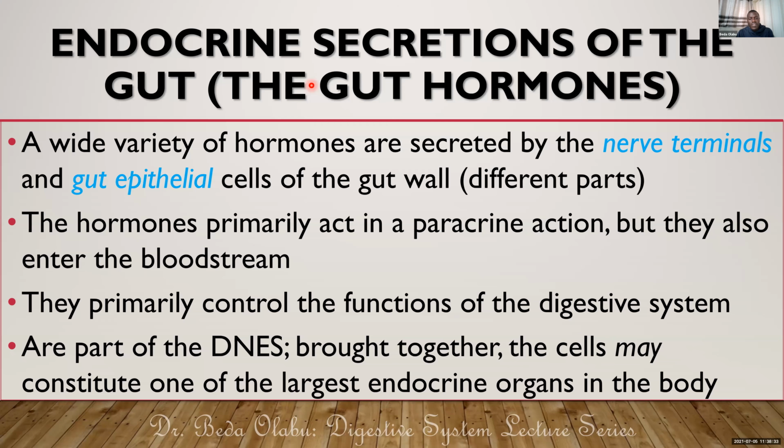They largely control the functions of the digestive system, although they may also have effects outside the digestive system. In our endocrine system, this is what we call the DNS, diffuse neuroendocrine system. The cells are scattered indeed, but if they were to be brought together, all of them, the endocrine cells of the digestive system will perhaps form the largest endocrine organ in the body.